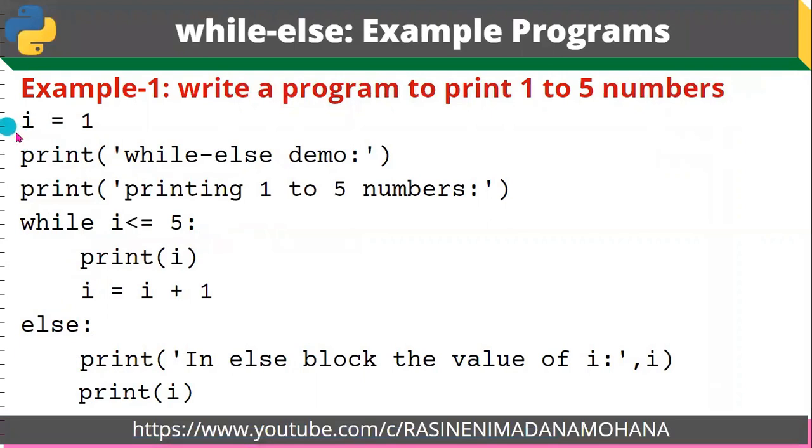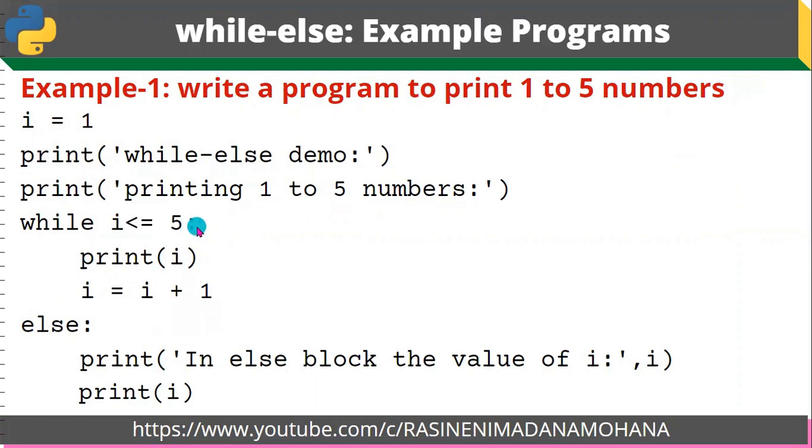So in this program, when you run it, what will you get here? First, for our understanding purpose, the headings are given. Print while else demo, then printing 1 to 5 numbers, whatever the range we have given. While the condition is I less than or equal to 5 colon, then print I, then increment value I equal to I plus 1. The same, start with I equal to 1.